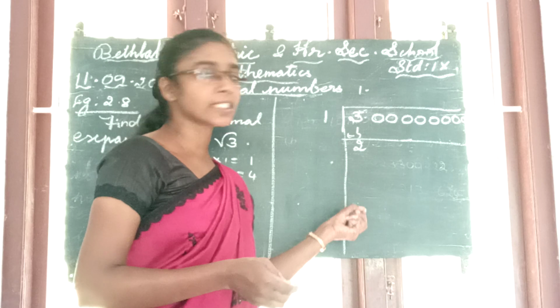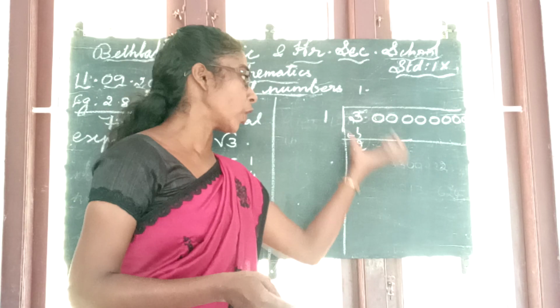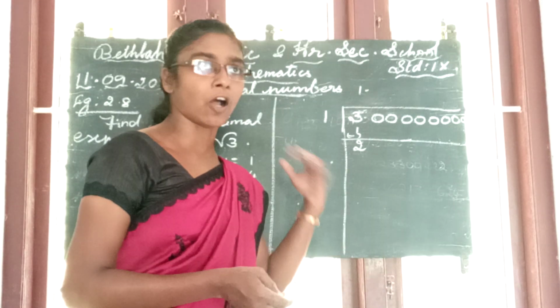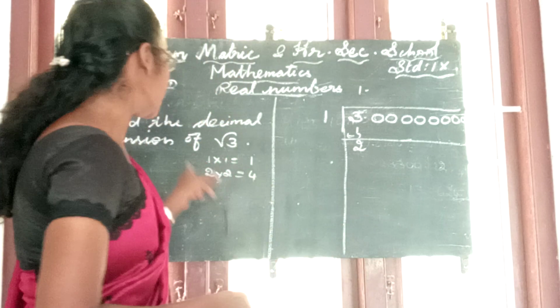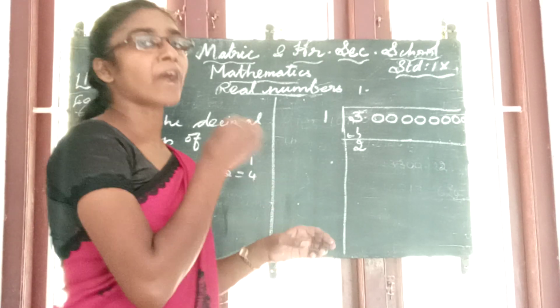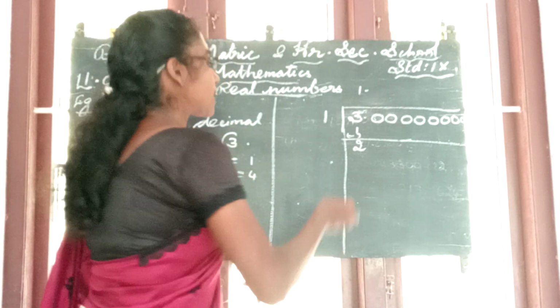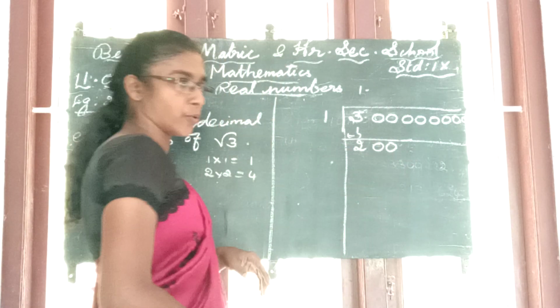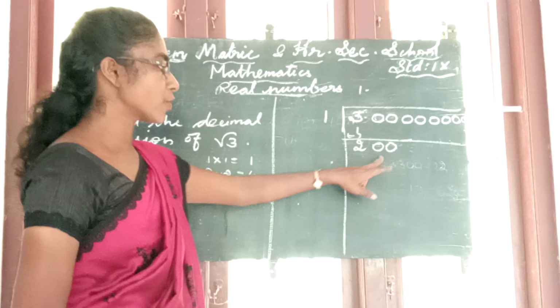But in this division we want a long division method. We will say it is the long division method for finding square root. What is this? Long division method finding square root. First, next what do you have to take? 2 0, you want to take it down. 2 0. Next what do you have to do?